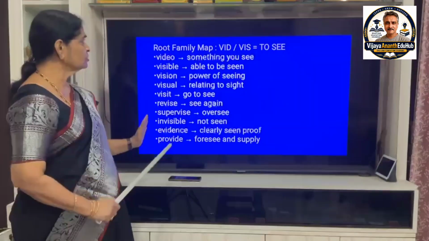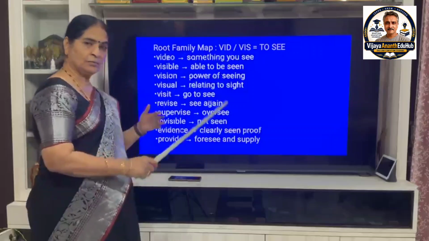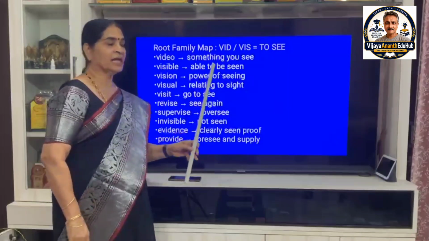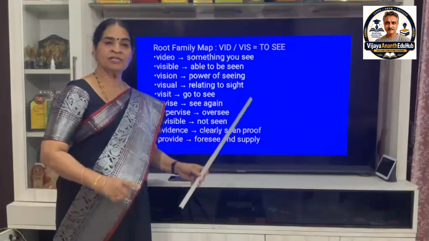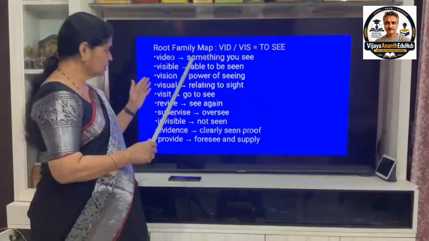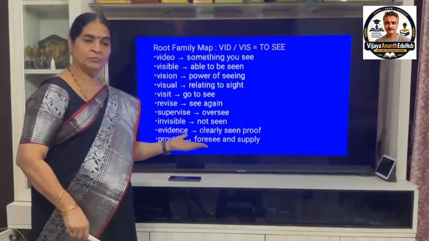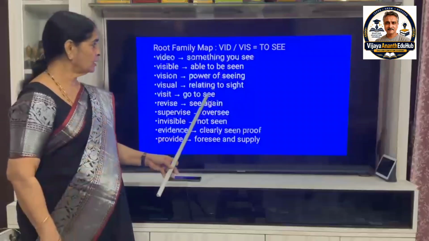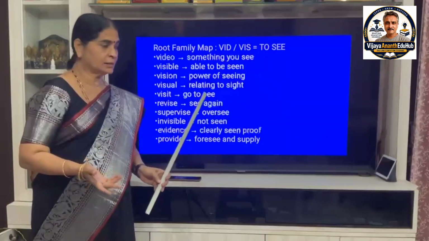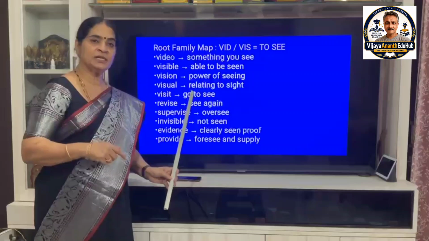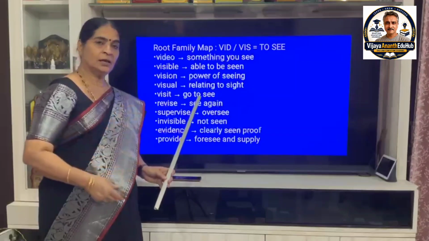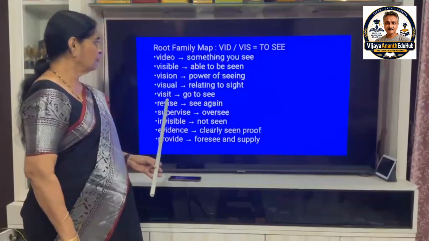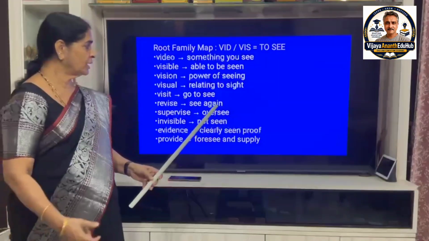So all these belong to the root family. They are all one family and share the same root vid or viz, which means to see. If you go through the meanings, you find the basic meaning is see. Look at this video, something you see. Visible can be seen. And vision is the power of seeing, or planning the long-term goals or the future. Visual relates again to sight, visual aids.